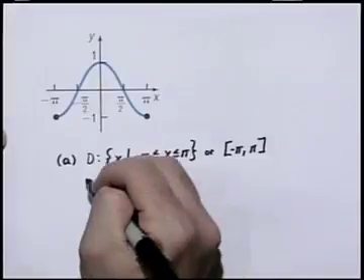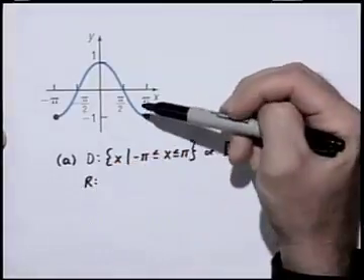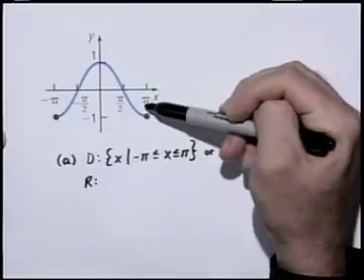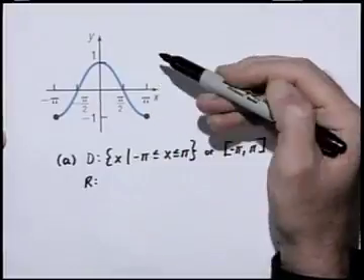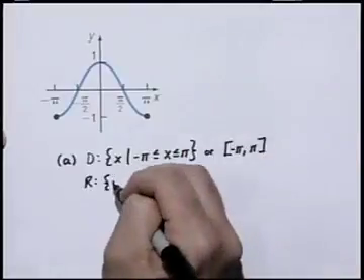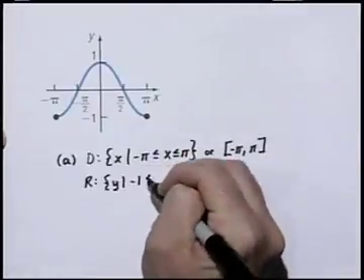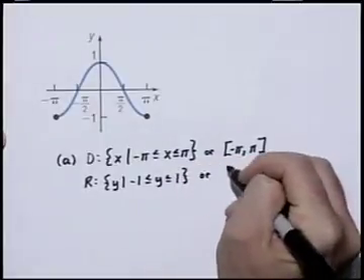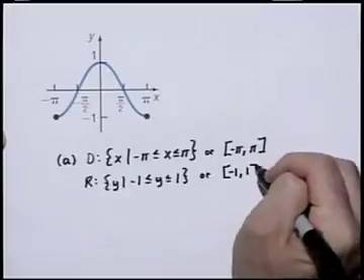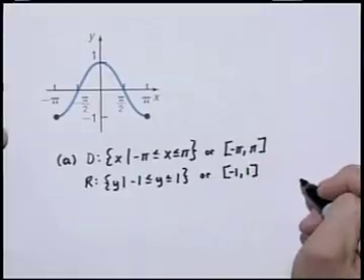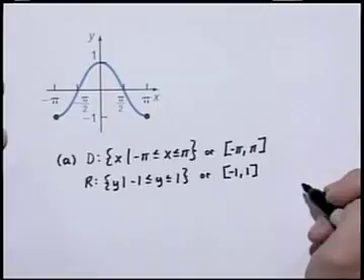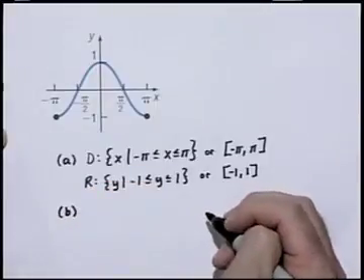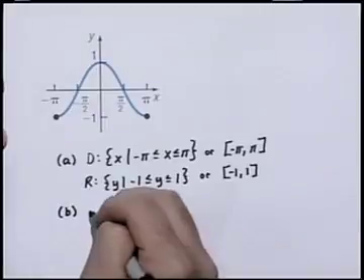To find the range of the function, we look for the set of all y-coordinates for which the graph exists. We can see that this graph exists for the set of all y such that y is between negative 1 and 1 inclusive, or using interval notation, negative 1 to 1, again with brackets because the endpoints are included in the range. In part B, we want to identify the intercepts of the graph of the function.